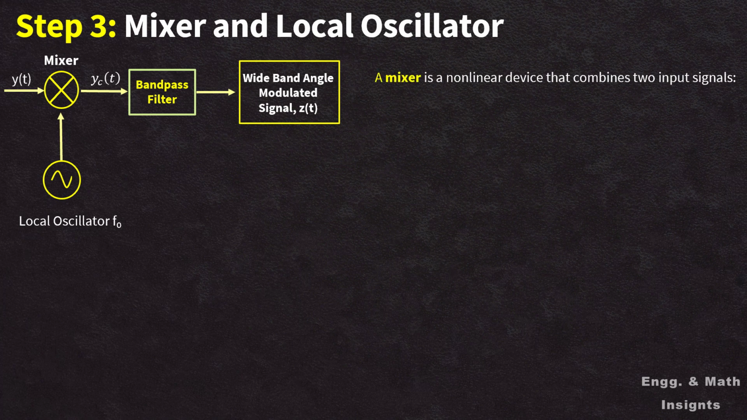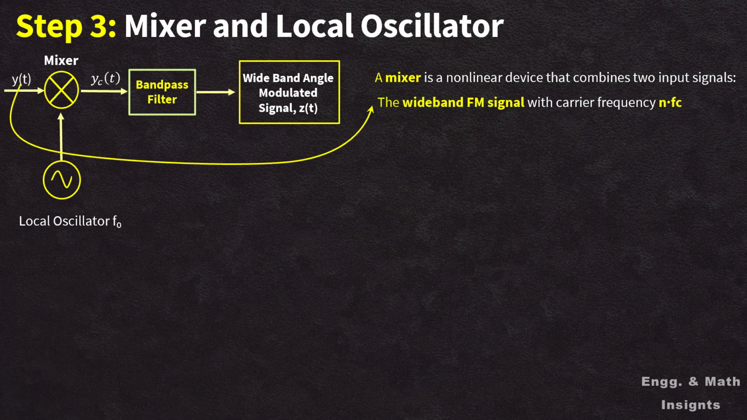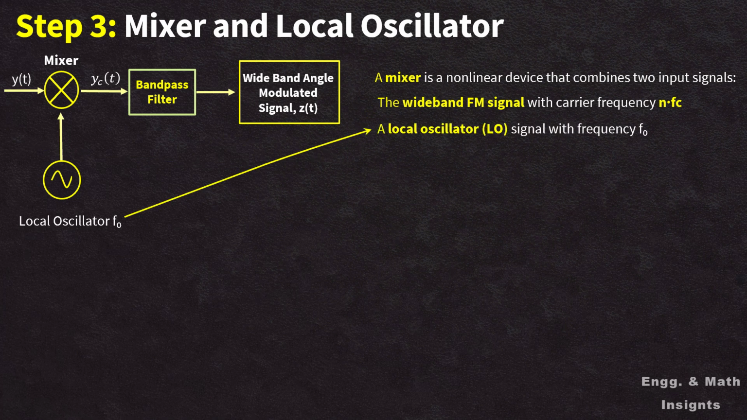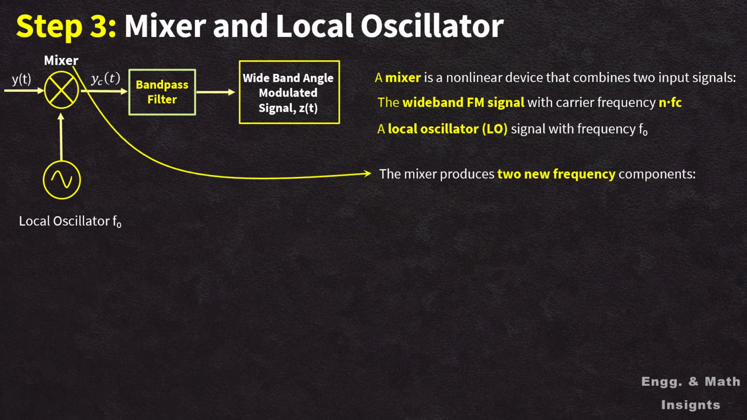A mixer is a nonlinear device that combines two input signals. The first input is the wideband frequency modulated signal with the carrier frequency n times Fc, and the second input is the local oscillator signal with the frequency f0. The mixer produces two new frequency components, the sum frequency, which is n Fc plus f0, and the difference frequency, which is n Fc minus f0. We need to filter out our desired component. To obtain the required transmission frequency, the mixer output is passed through a bandpass filter. The bandpass filter is tuned to pass only the desired frequency, either the sum or the difference component, and the unwanted components are rejected.